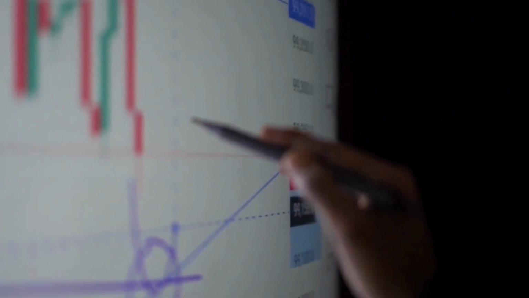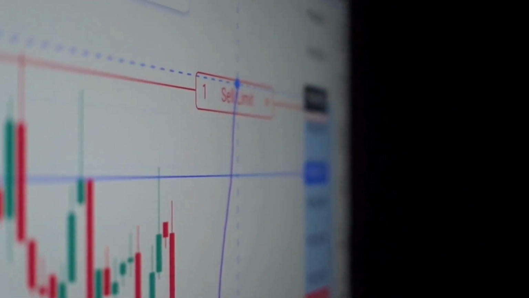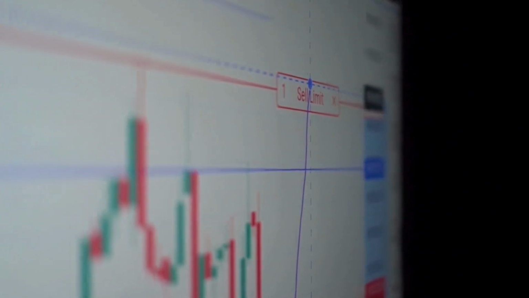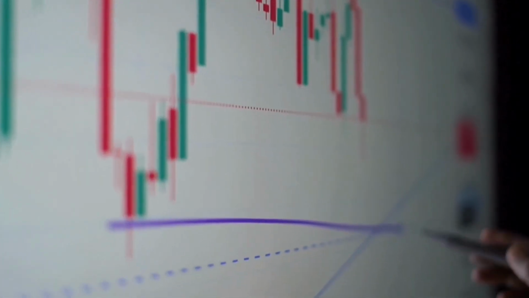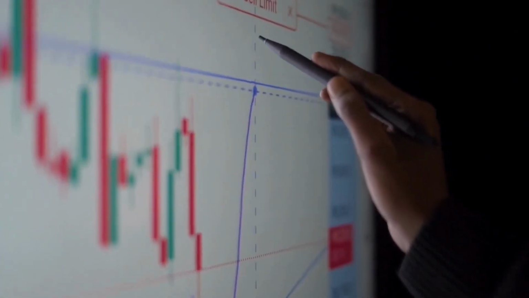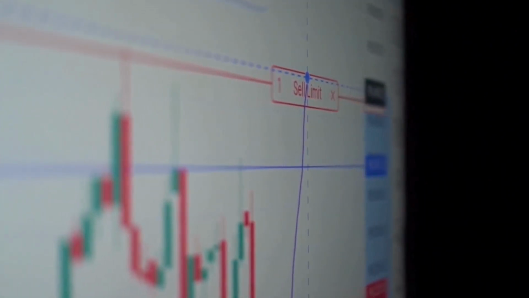So here's the crazy part. Forex is the largest financial market in the world. We're talking over 7 trillion US dollars being traded every single day. That's way bigger than the stock market on Wall Street. You can trade it 24 hours a day, 5 days a week, so basically Monday all the way to Friday.